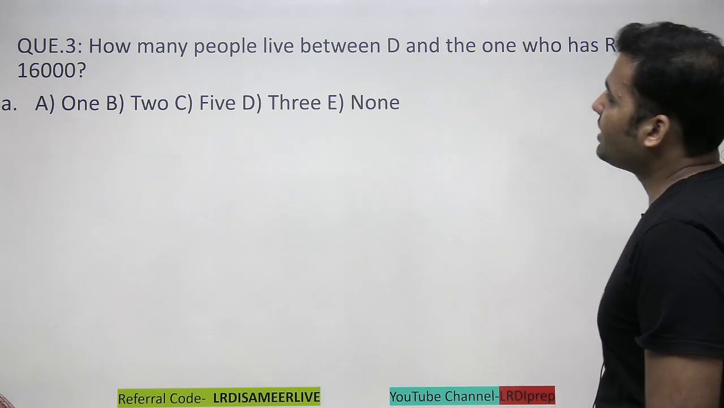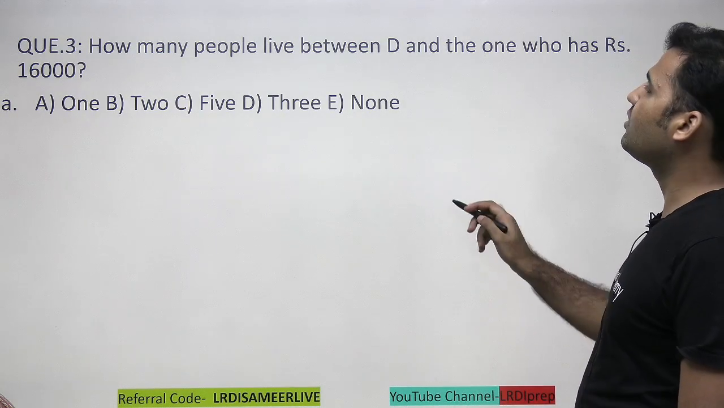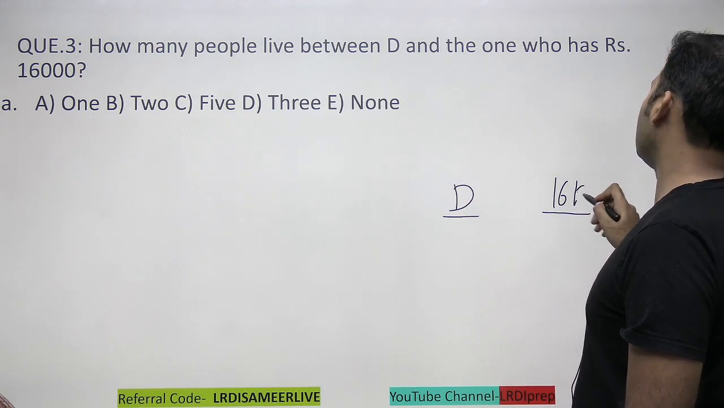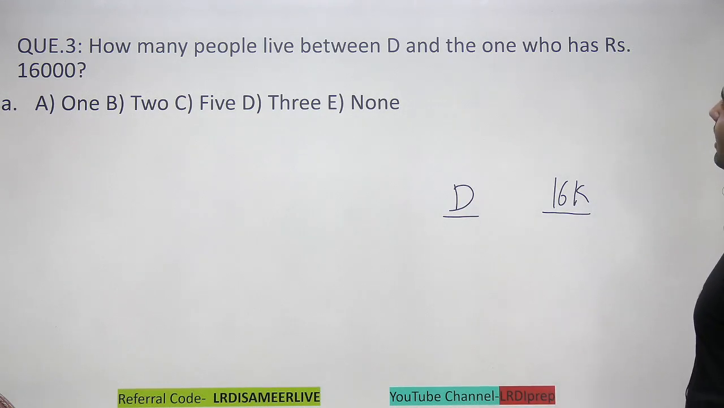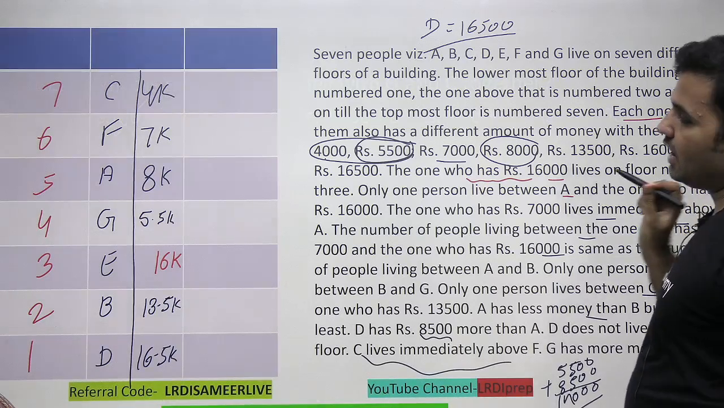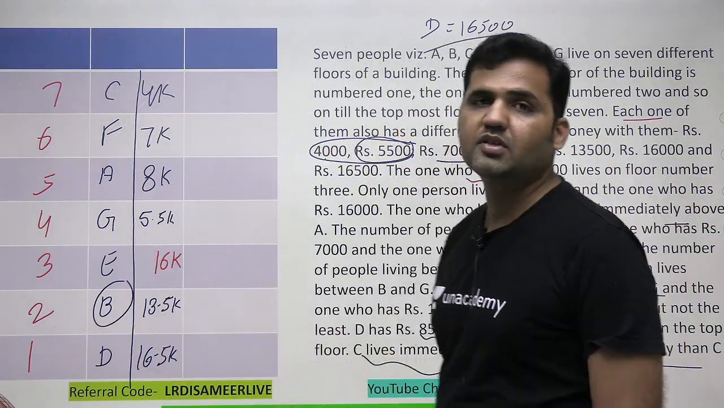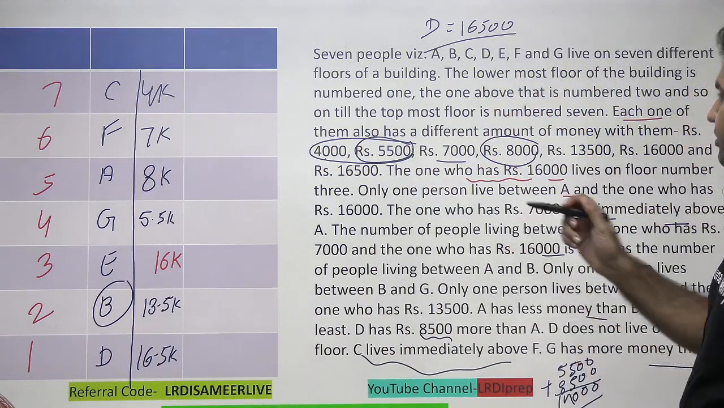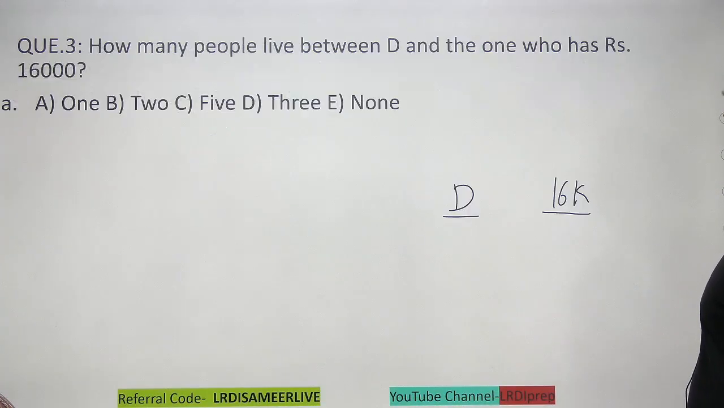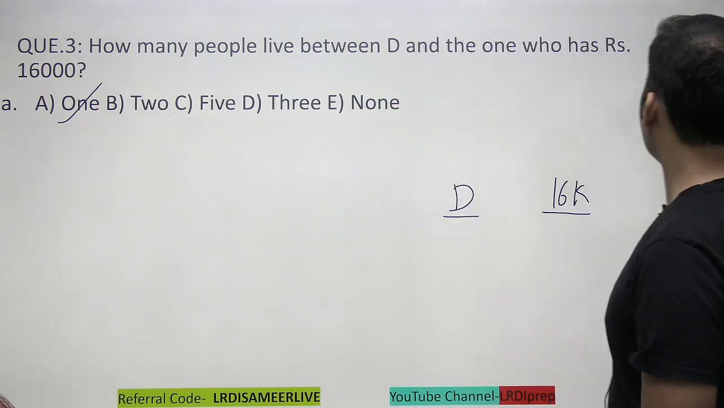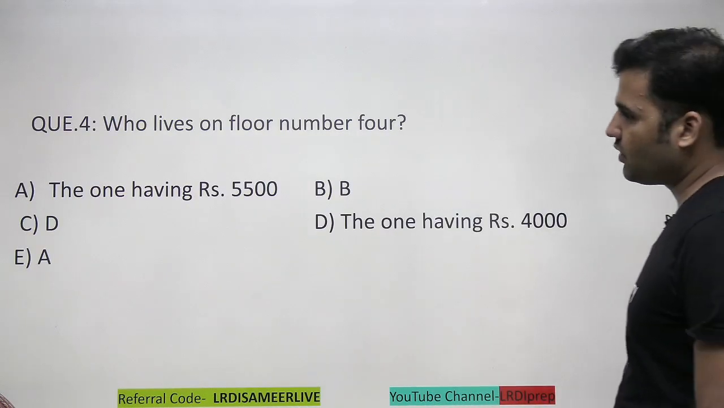Now let's have a look at this question. How many people live between D and the one who has rupees 16,000? How many people live between D and the person who is earning 16,000? A person D and 16,000, there's only one person in between, that is B. How many people live between D and the person earning 16,000? Answer would be 1. That is option A. Once you make the arrangement, all questions will be a cakewalk.